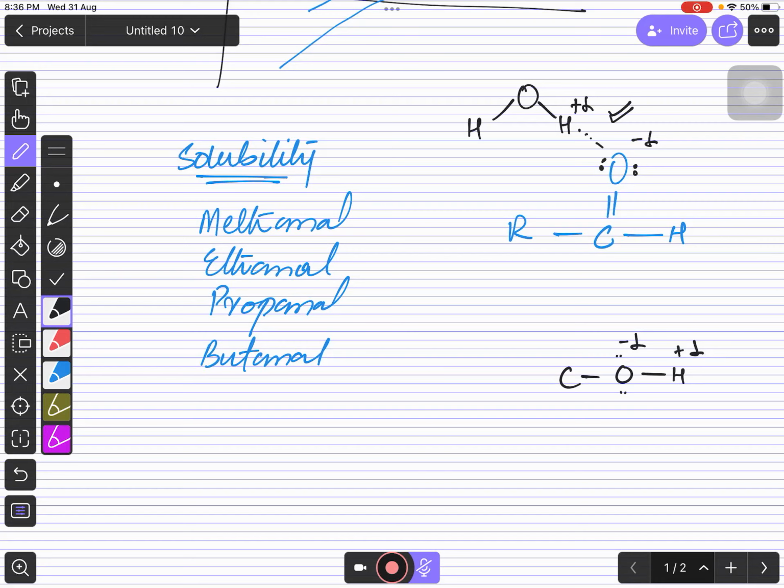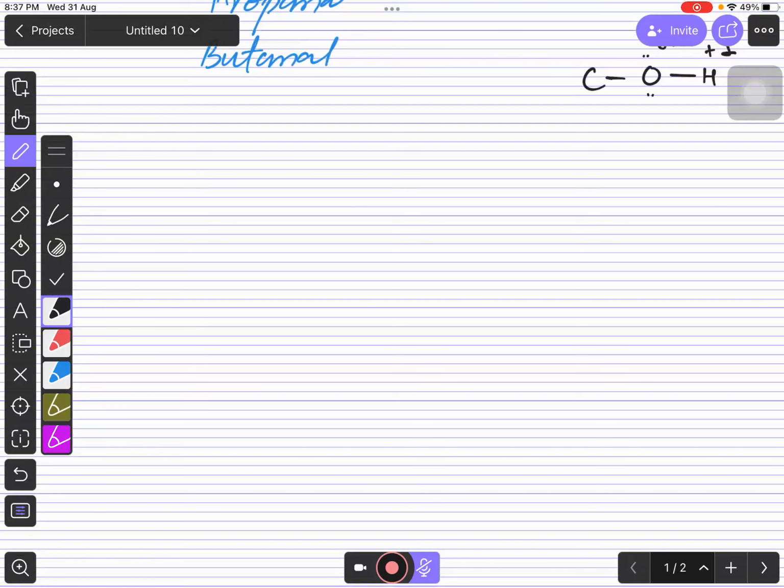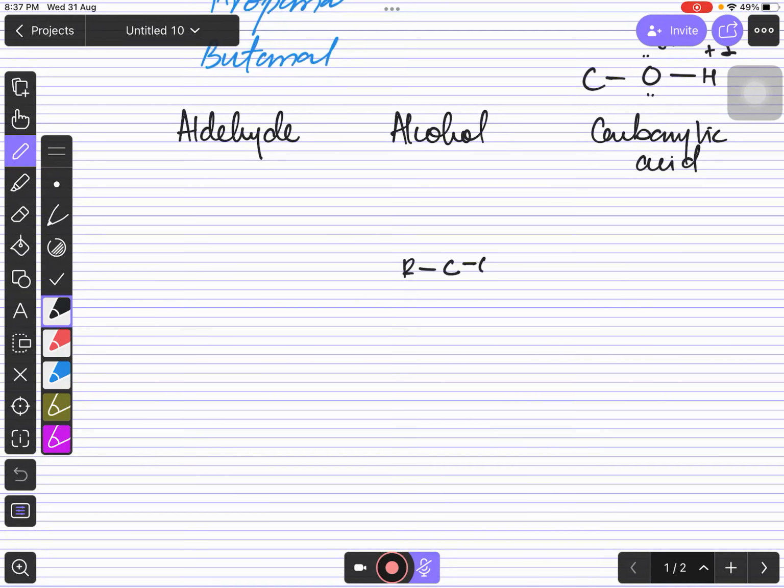Sir, can you explain this again? Yes, I am saying that if you talk about alcohol, if you remember, in alcohol, the hydrogen bonding will be like this. Just talk about like this. It is aldehyde, right? It is alcohol, and it is carboxylic acid. If you remember about the solubility of alcohol, it will be like this: a carbon and OH, right? It is just like this.